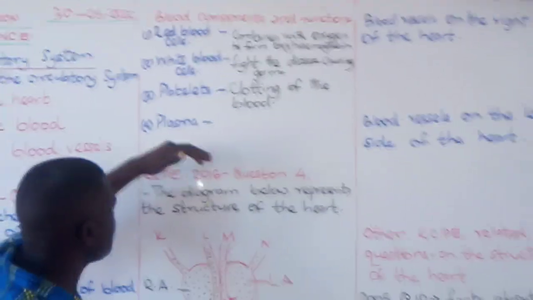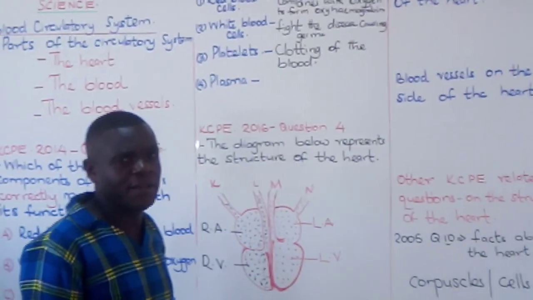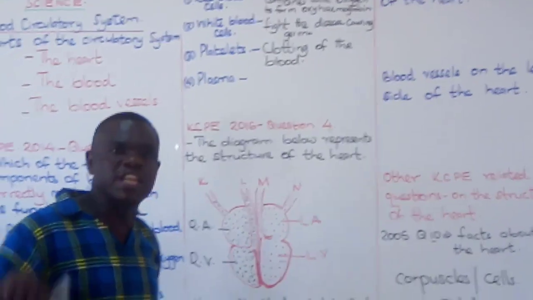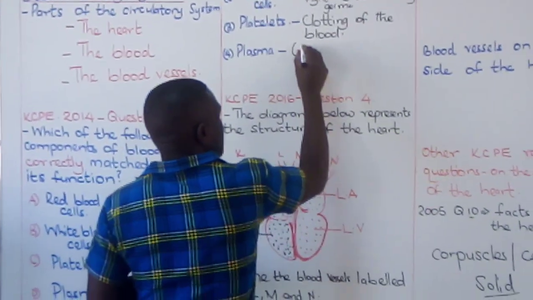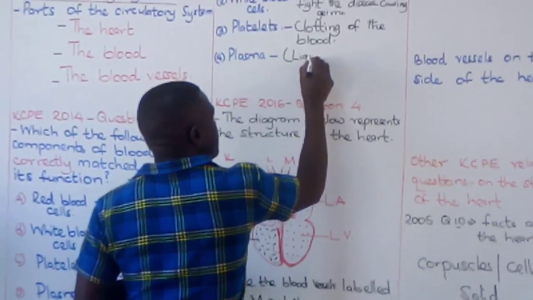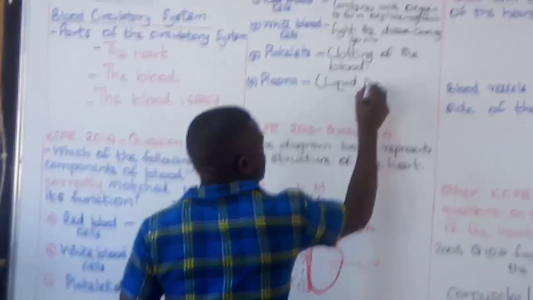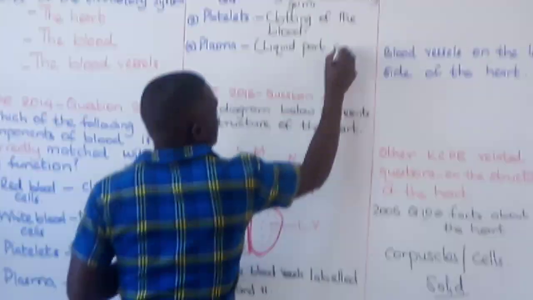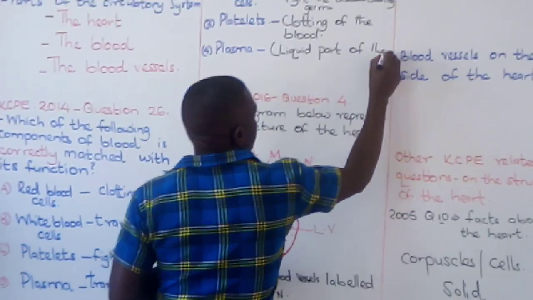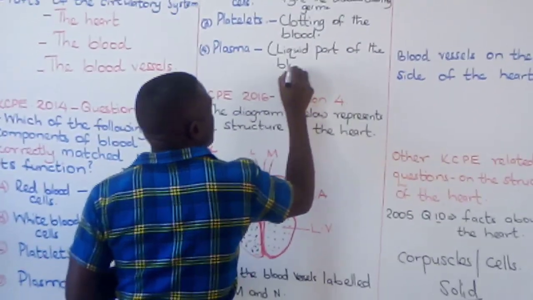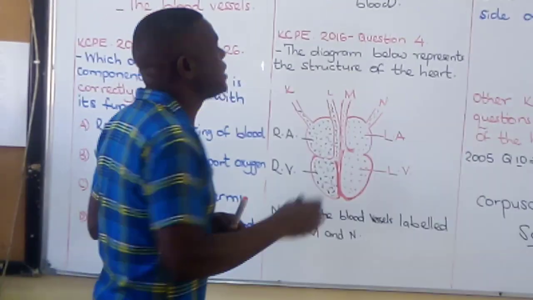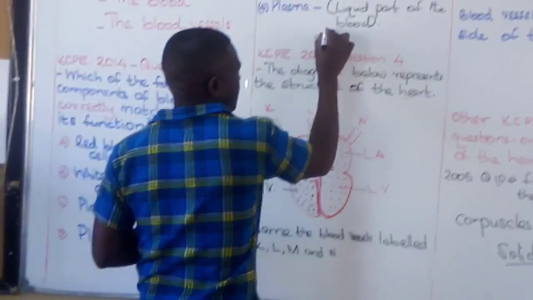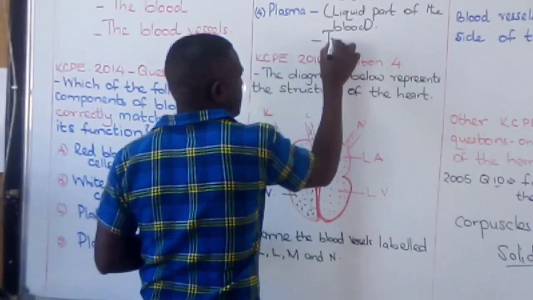Now here comes the plasma. Plasma is the liquid part of the blood, and its work is for transportation.